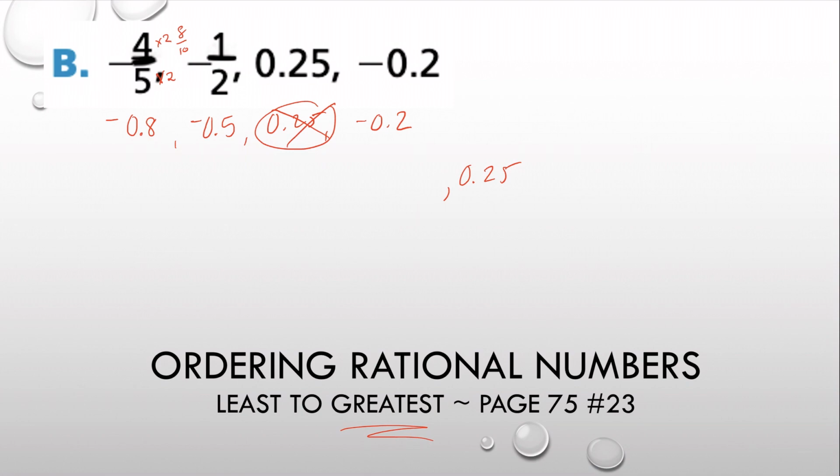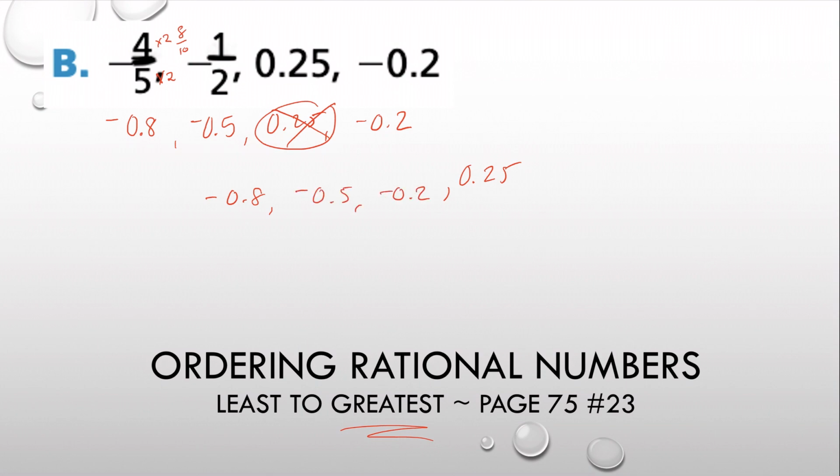They're all negative. So that means that even though the number may look larger, it's actually the smaller one because it's further to the left from 0. So out of those three, although negative 8/10 looks like it's the biggest one, it's actually the smallest one. So negative 8/10 would be first, and then it would be negative 5/10, and then it would be negative 2/10.